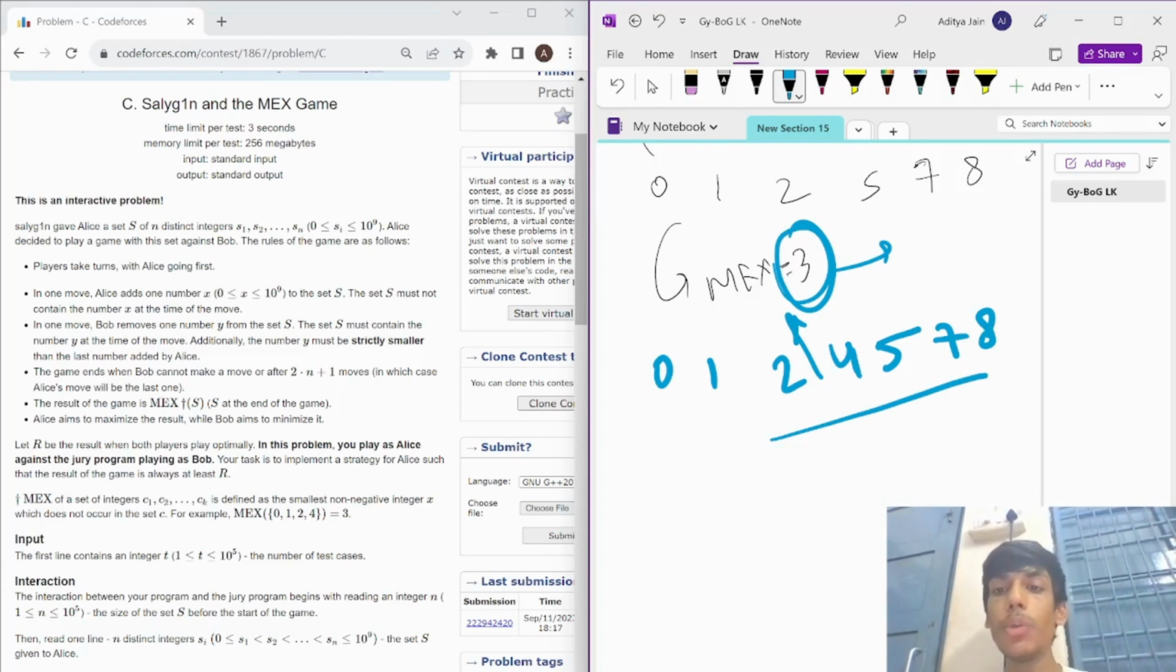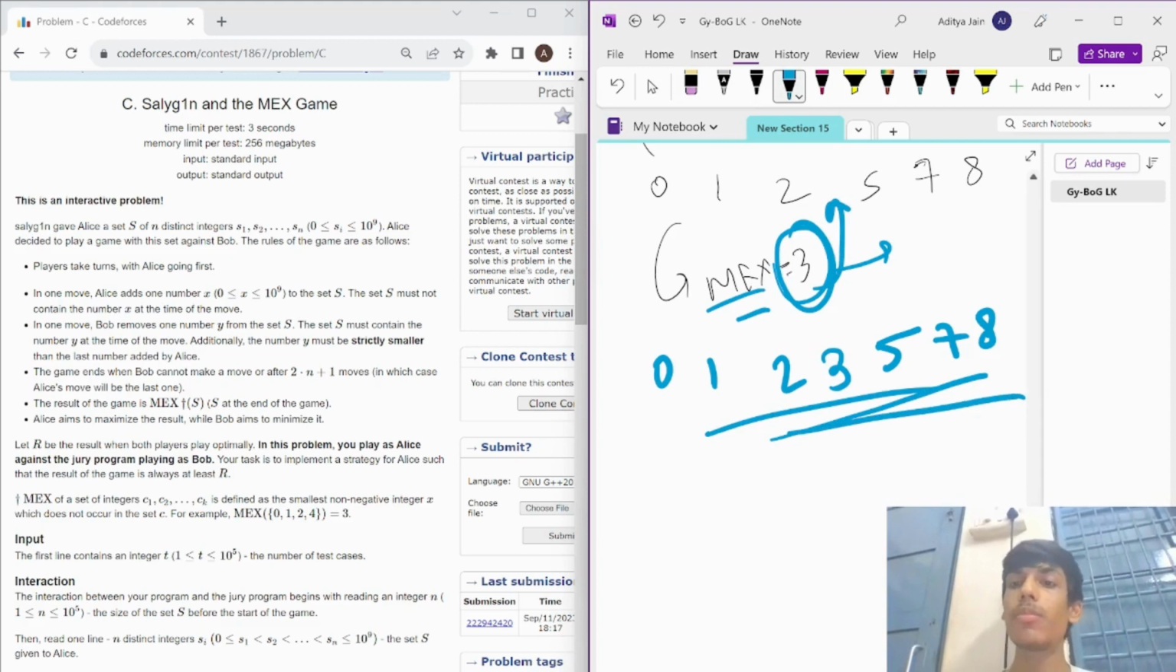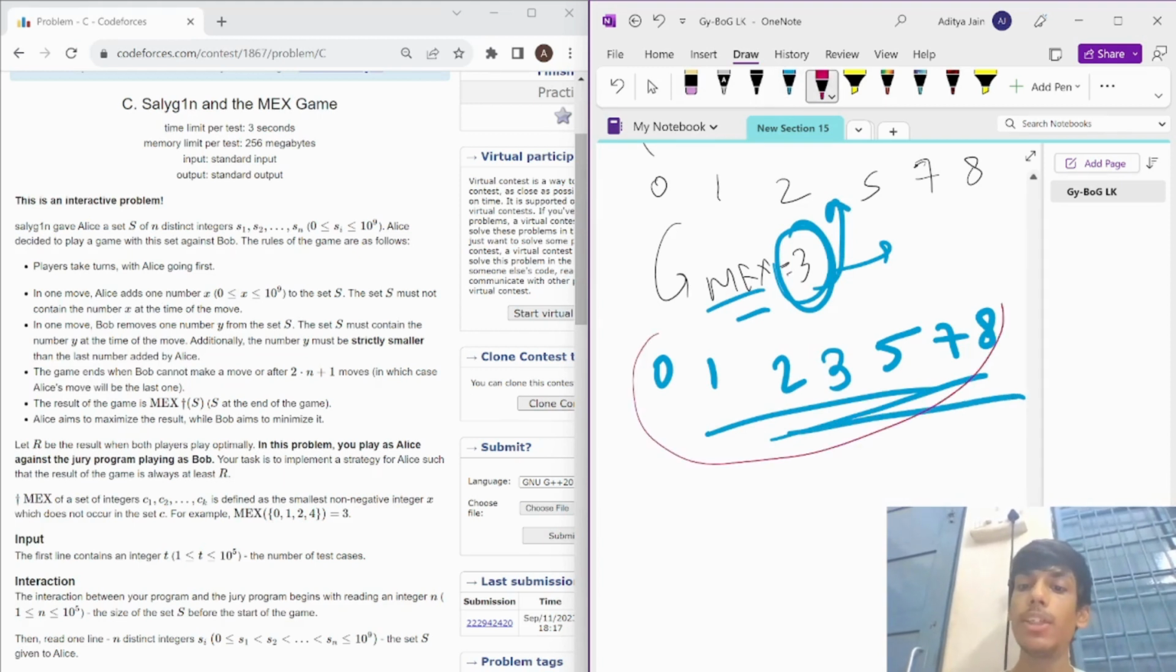So, in order to maximize the max of this array, what will Alice do? Alice will insert 3 into this array. So, after inserting 3, the array becomes this. Now, what is the max of this array?